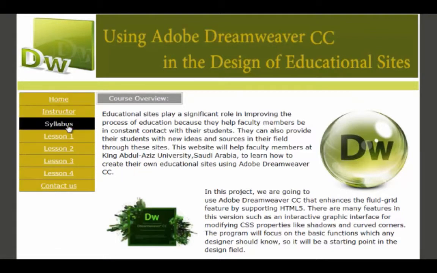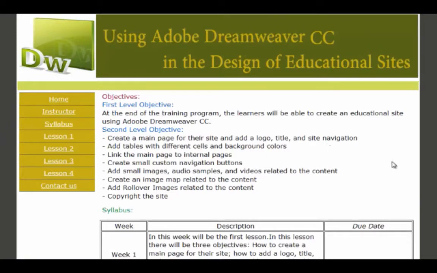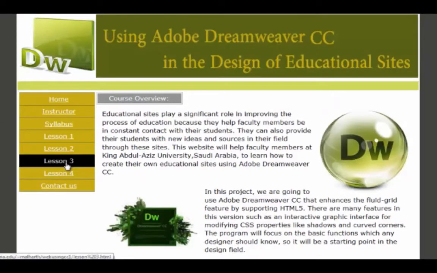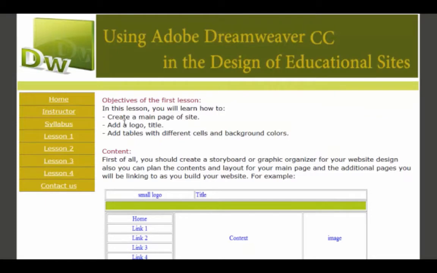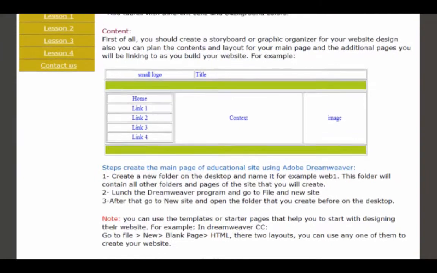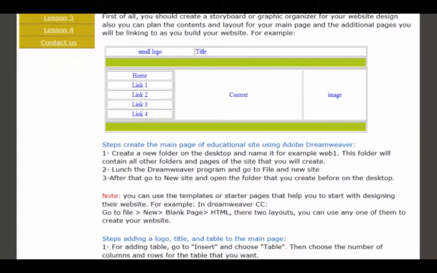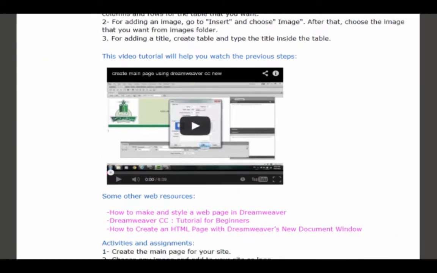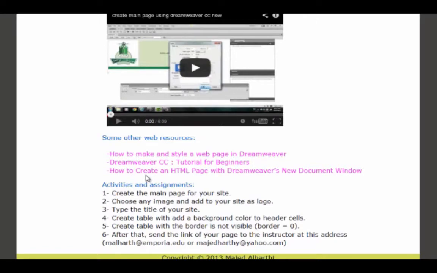The course syllabus on the website has the rules and regulations that explain the way the course works. The educational site consisted of 4 lessons. In the beginning of each lesson, the faculty members were introduced to the objectives that they will learn during the lesson. Also, each lesson involved on-screen text, a video tutorial, and links to other web resources explaining how to use Dreamweaver Creative Cloud and the design of educational sites.